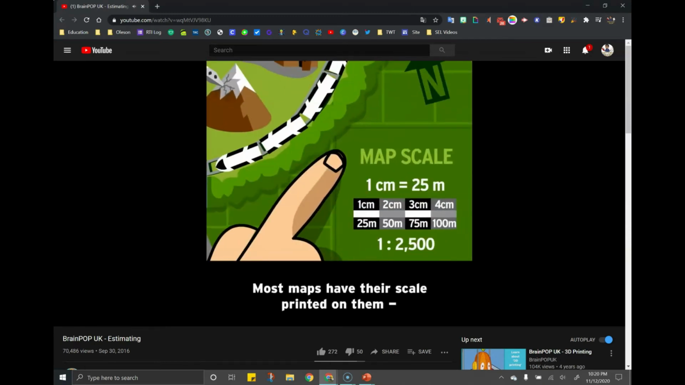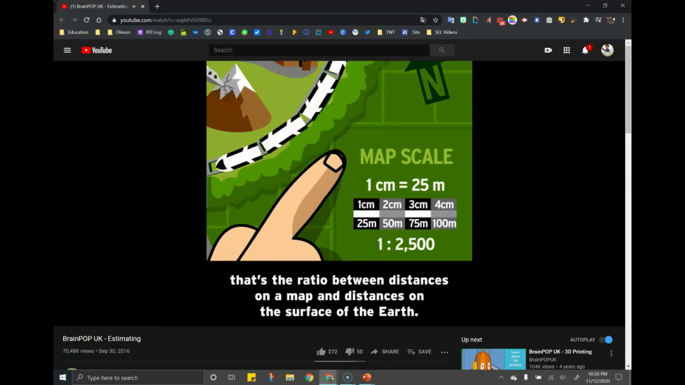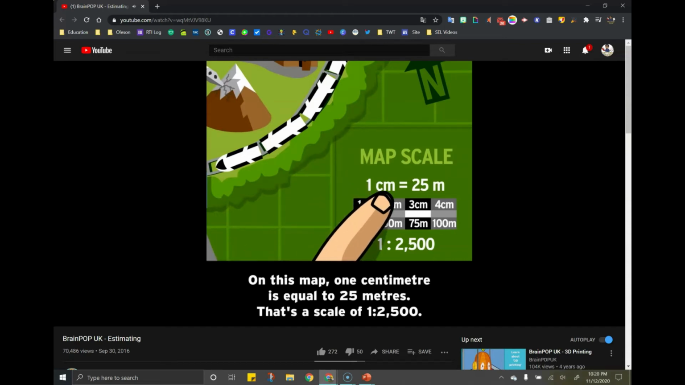Most maps have their scale printed on them. That's the ratio between distances on a map and distances on the surface of the Earth. On this map, 1 centimetre is equal to 25 metres. That's a scale of 1 to 2,500.